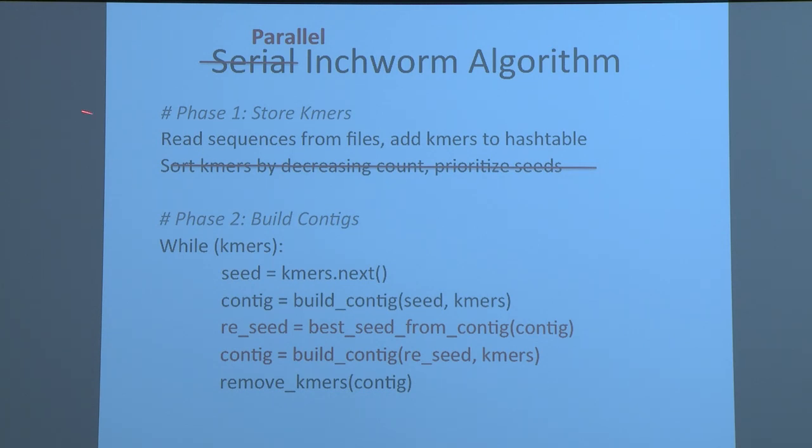First thing we do is we don't prioritize any of the seeds, so we can just weed out the sorting event. And the sort doesn't really take that long anyway, so it's not like we're going to get huge gains from not doing this. But it's just unnecessary. And then in our contig building phase, we build the first contig from a random k-mer, and we reseed from that contig, and build the proper contig, and report that proper contig, and then just keep going through and doing this iterative approach.